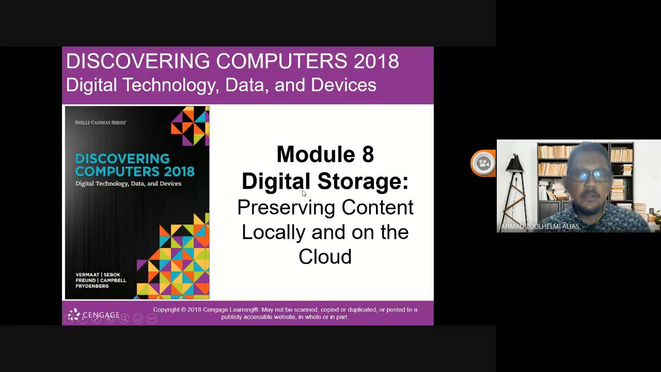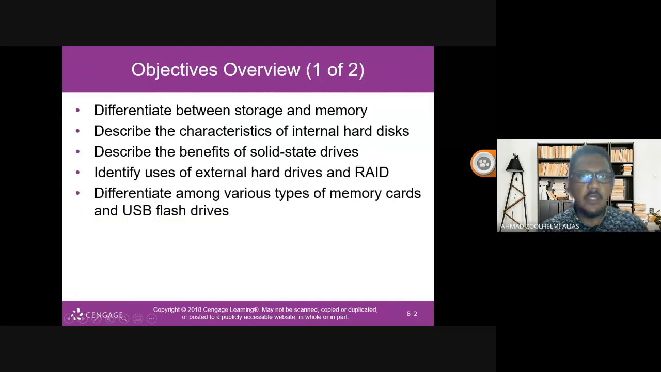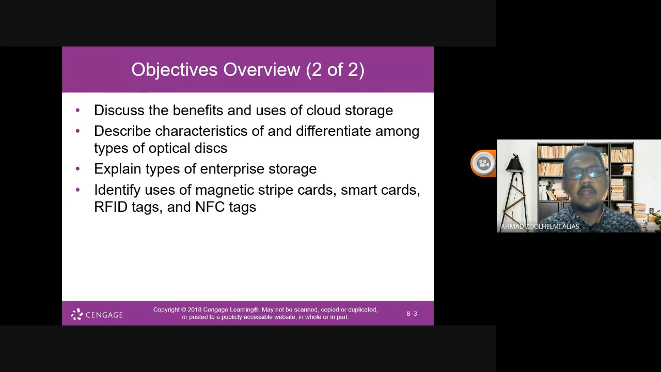Okay, so we continue with chapter 2 part 3, digital storage, preserving content locally and on the cloud. What will be covered in this chapter? The difference between storage and memory, the characteristics of internal hard disk, benefit of solid state drive, uses of external hard drive and RAID, the differences between various type of memory card and USB flash drive, the benefit and uses of cloud storage, characteristics of and differentiate among types of optical disc.